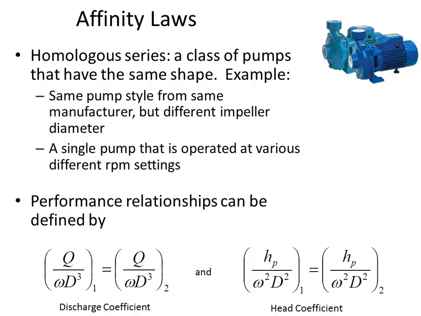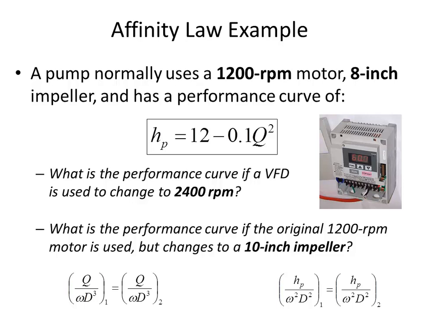And so let's take a look at an example. That's the most useful way of understanding how to apply the affinity laws. Ordinarily, there's a pump where a 1200 RPM motor is being used, and it's got an 8-inch impeller, and we've got a performance curve there. And what if we're going to use a variable frequency drive to adjust it from 1200 RPM to 2400 RPM? So we want to find out the new performance curve with a different rotational rate.